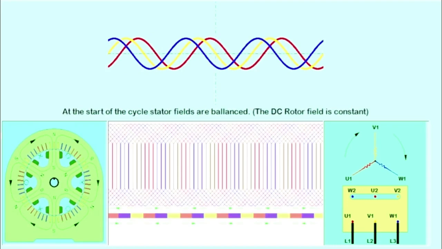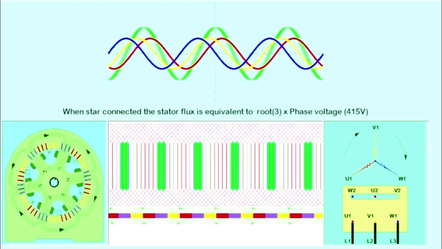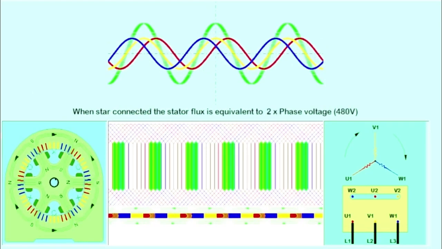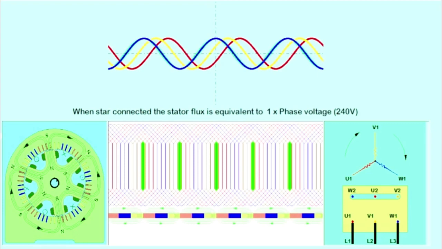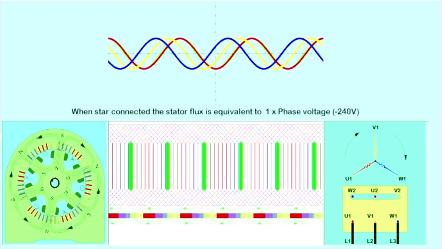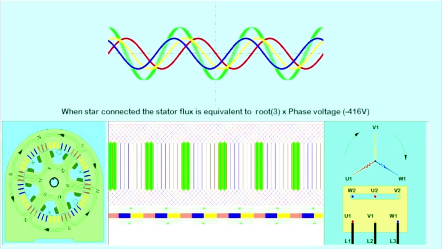At the start of the cycle, stator fields are balanced, the DC rotor field is constant. When star-connected, the stator flux is equivalent to a single phase of 240 volts. Then to a combined flux of 415 volts. Combined flux of 480 volts. 415 volts. 240 volts. The second half of the cycle is similar, but with voltage running the other way.